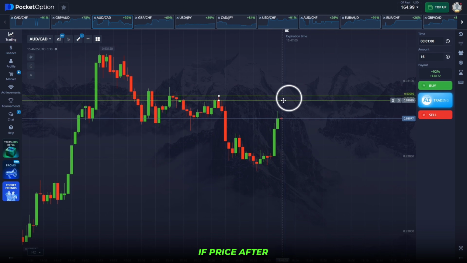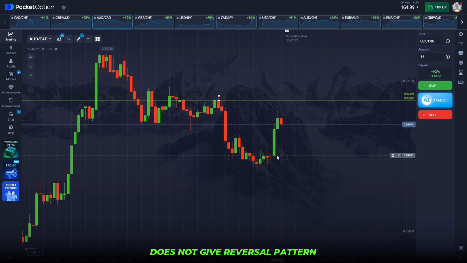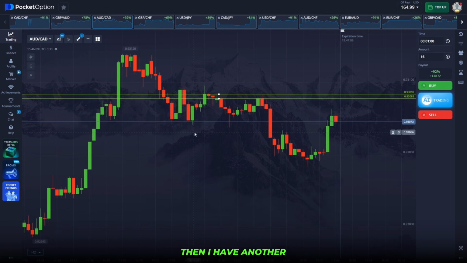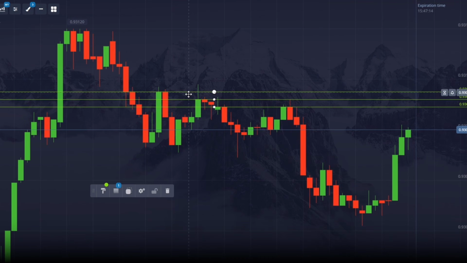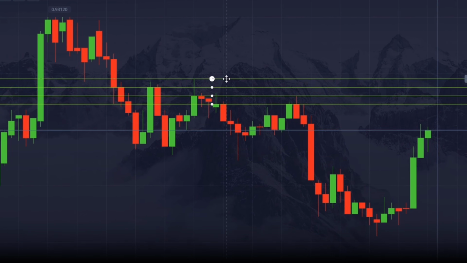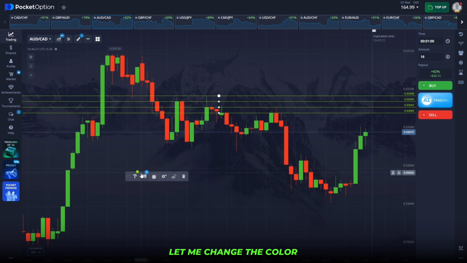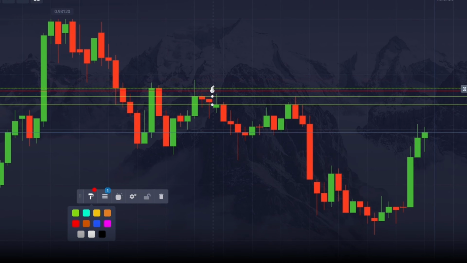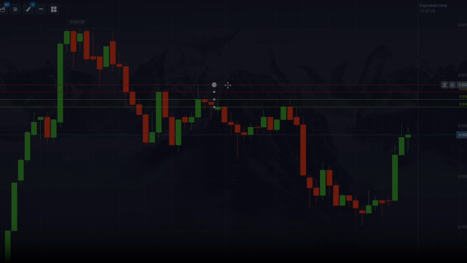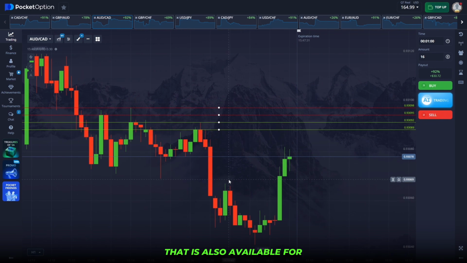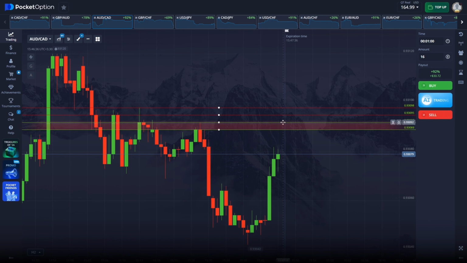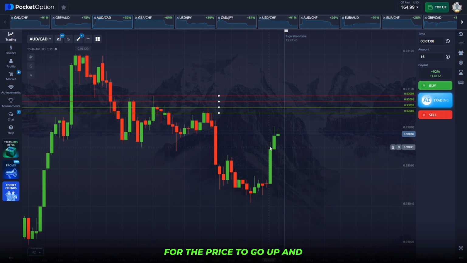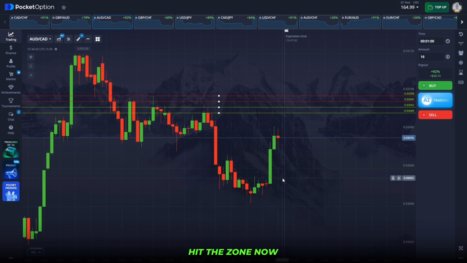If price after hitting this zone does not give a reversal pattern, then I have another zone which is here. So let's mark this zone as well. So this is another zone. Let me change the color. This is the zone that is also available for a reversal trade, but I have high expectation that price will reverse from this zone. So let's wait for the price to go up and hit this zone now.